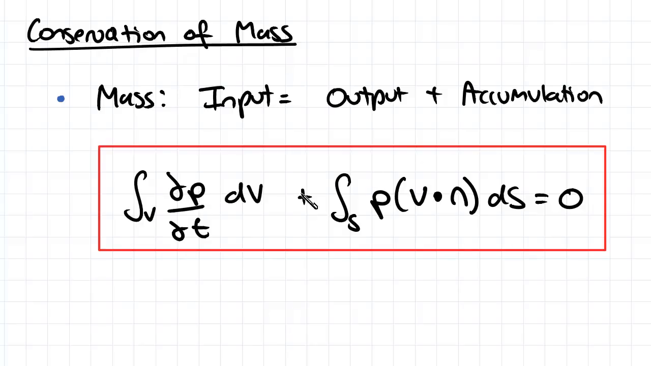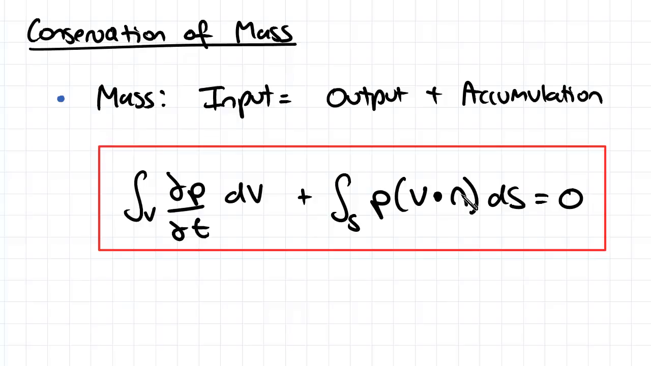And then when we look at this second term here, we're looking at a surface, so the surface of our volume. We're considering the mass of the fluid going inwards or outwards. So here, we're looking at the velocity vector and the normal vector. So we're taking the velocity that's going normal into or outwards from our surface.